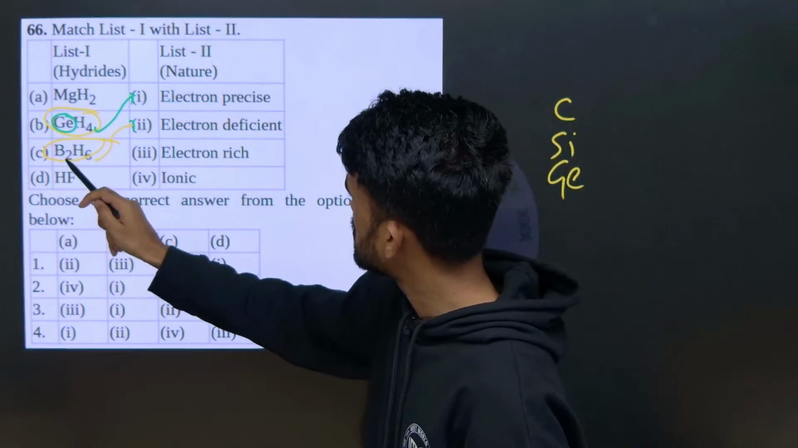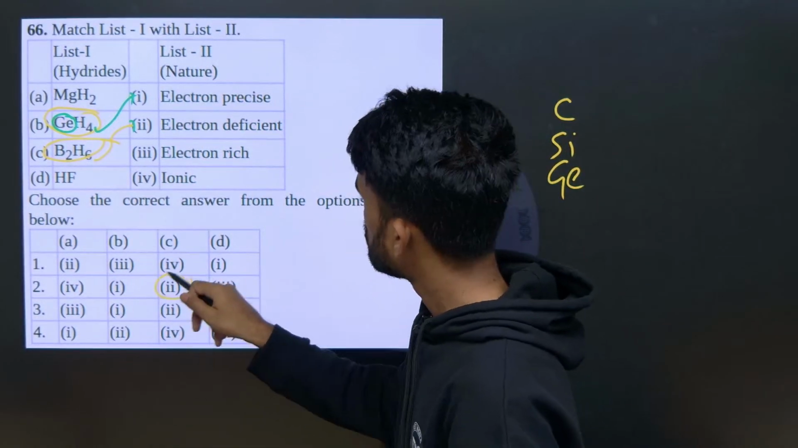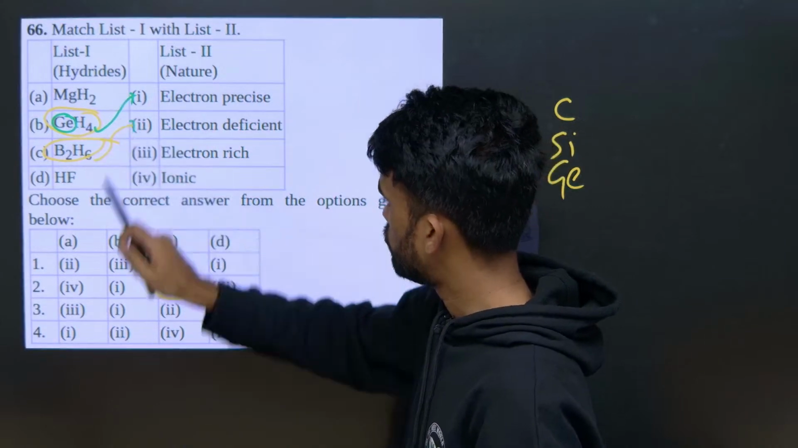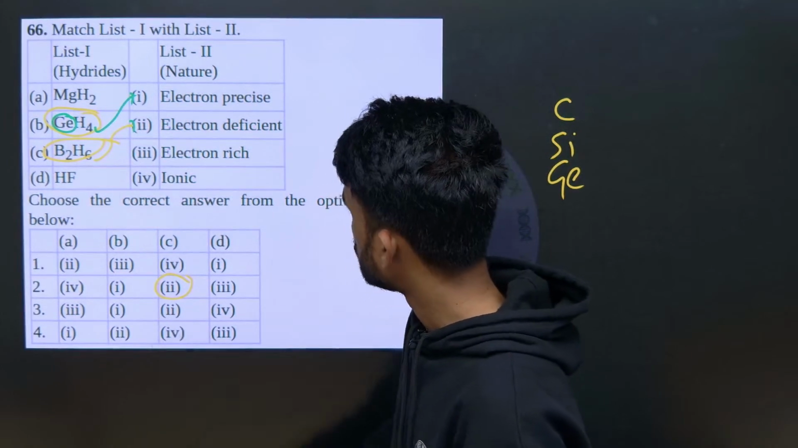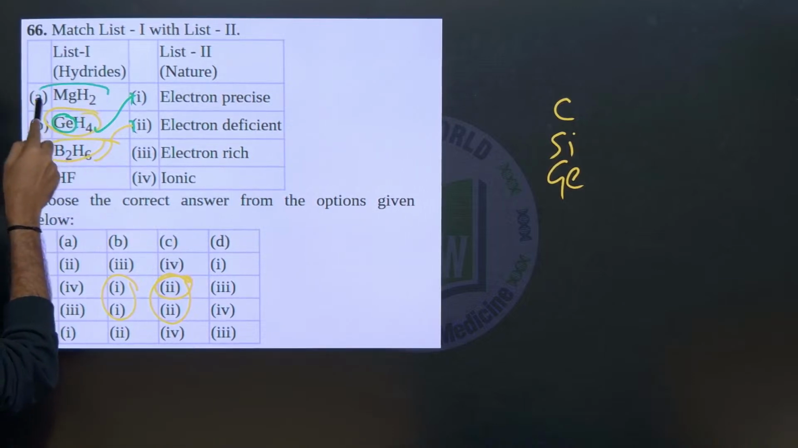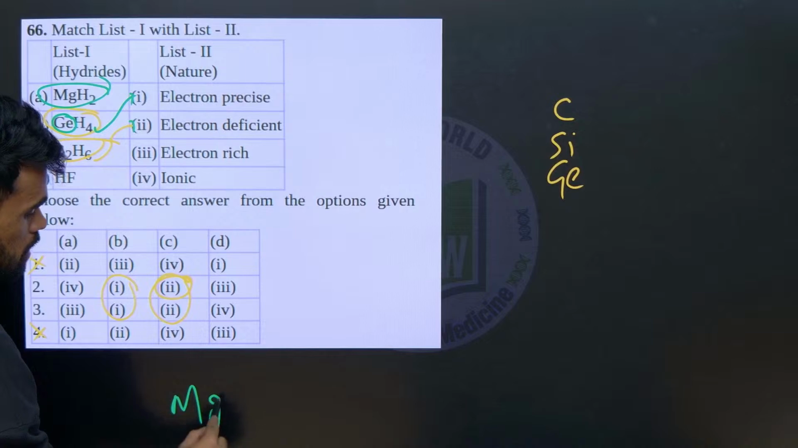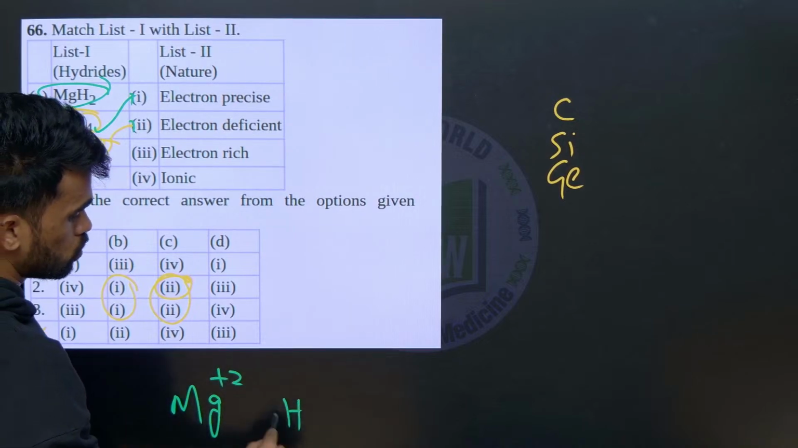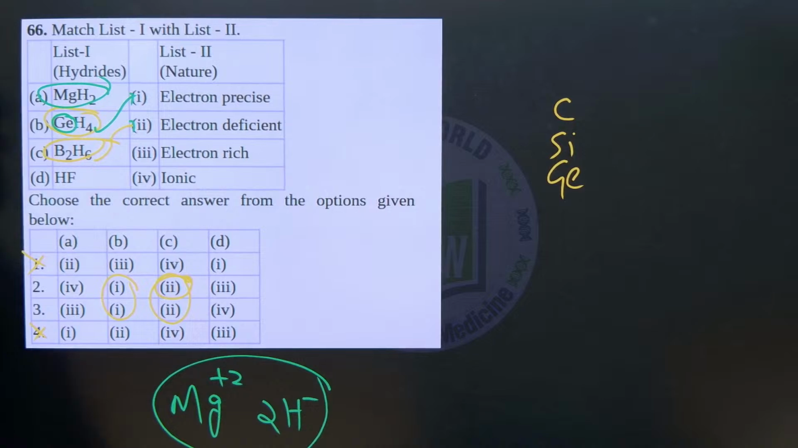So you can choose C2 and B1. B1 is not there. B, C2, B1, yes, here it is there, C2, here also it is there. So we can eliminate first option and fourth option. So from 2, 3 we need to identify. Now magnesium hydride. We know alkaline earth metal magnesium, it will be Mg plus 2H minus. So this will be an ionic compound. So I can go for this one.